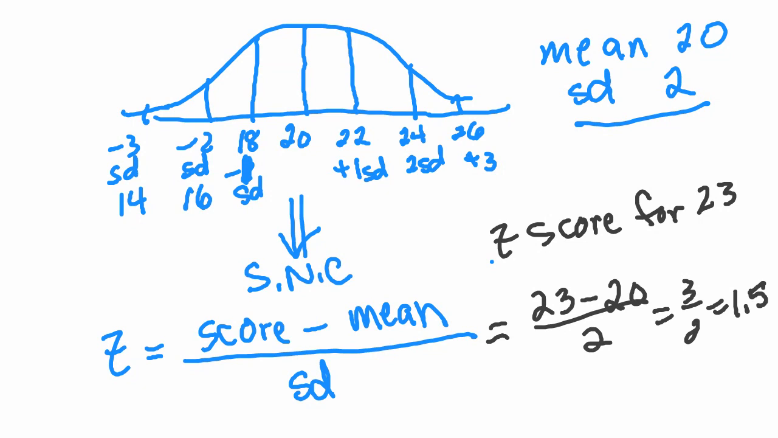So you see what we did. 23, if you look on this graph, is right here, right between 22 and 24. Well, it's also between 1 and 2 standard deviations. So that's what the z-score does. It told us it was 1.5 standard deviations on the standard normal curve.